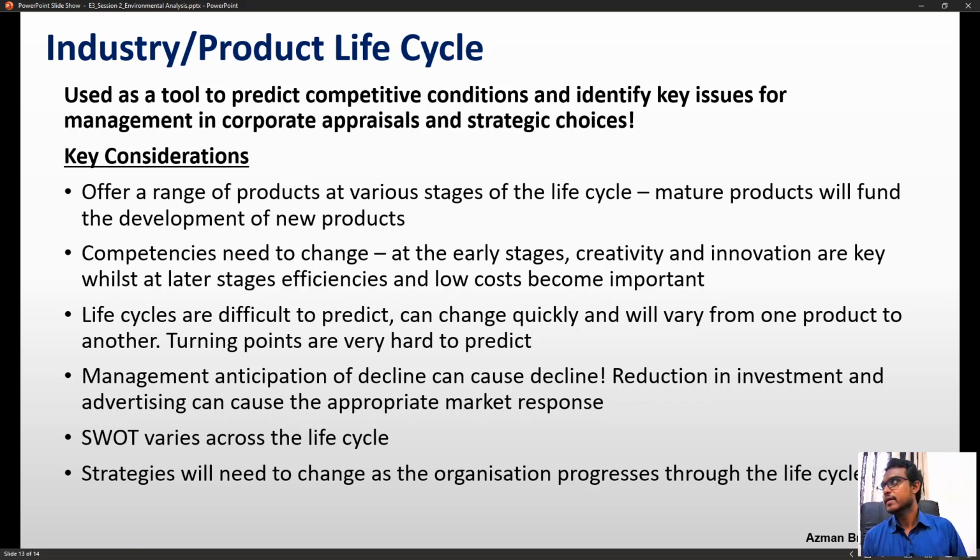If you're in the introductory stage, you're trying to push the product as much as possible so that it falls into a growth trajectory. The ideal way you are looking at the product is how soon can I push this product so that it catches on with the customer, it becomes popular, and it starts growing at the rate I want it to grow.